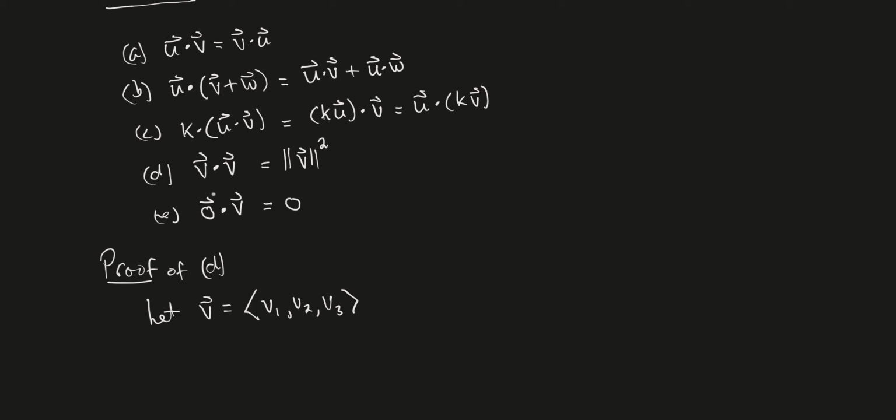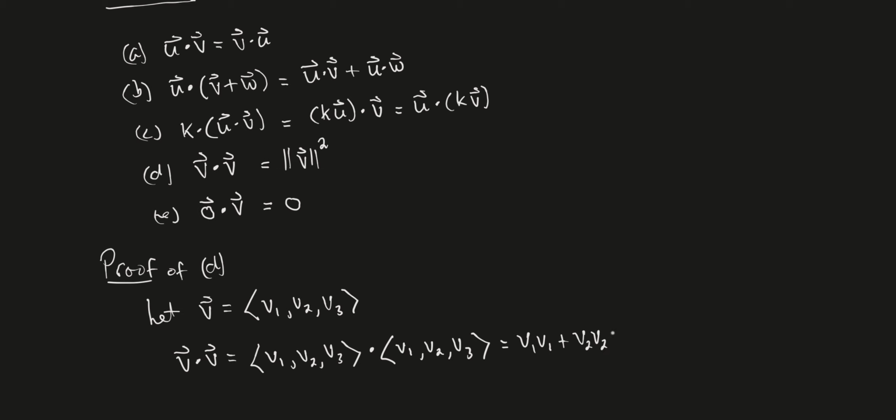If they're the same, then I know they're equal, right? So first let's do our dot product of V with itself. So what that means is, in fact, let me write it down. It's V1, V2, V3 dot, again with the same vector, V1, V2, V3. So using our algebraic definition, we're going to multiply the corresponding components and add, right? So it's V1 times V1 plus V2 times V2 plus V3 times V3.